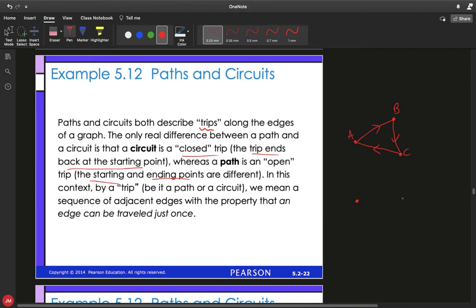You would not be able to do that if you just had a graph that looked like this, where you had maybe D and E, because you'd be able to start at D and go to E, but there's no way to go from E back to D. So this would be considered a circuit, whereas this would be considered a path.